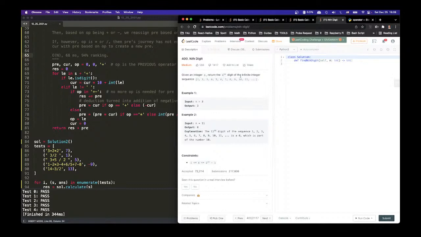Nth digit of the infinite integer. Wait, what? The 11th digit of the sequence is 1. Oh, hold on, it is a 0. Oh. This actually could be an interesting problem. The nth digit.